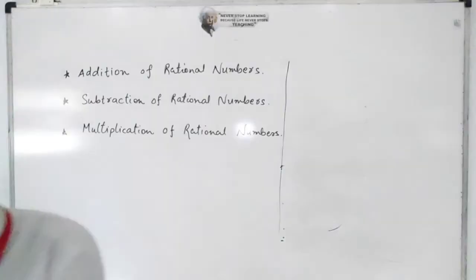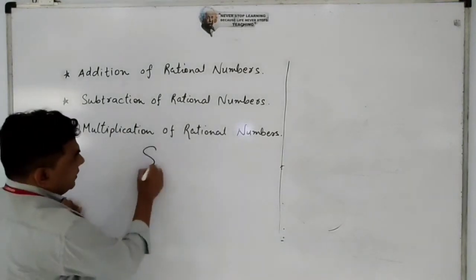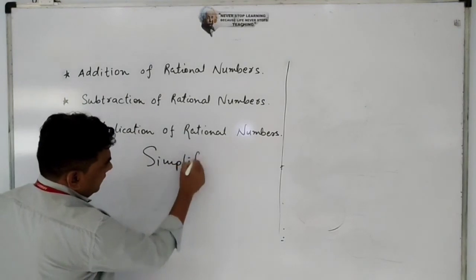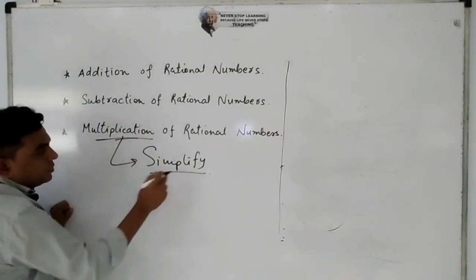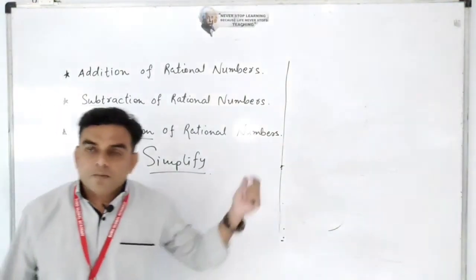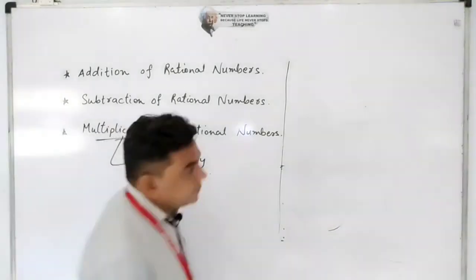One more example, students. You can just see. Suppose you will be asked like this: simplify, students. Simplify. In this case, with the help of multiplication, you can go with the simplification. How can you do that? I am going to write the example here. You can just see, simplify.